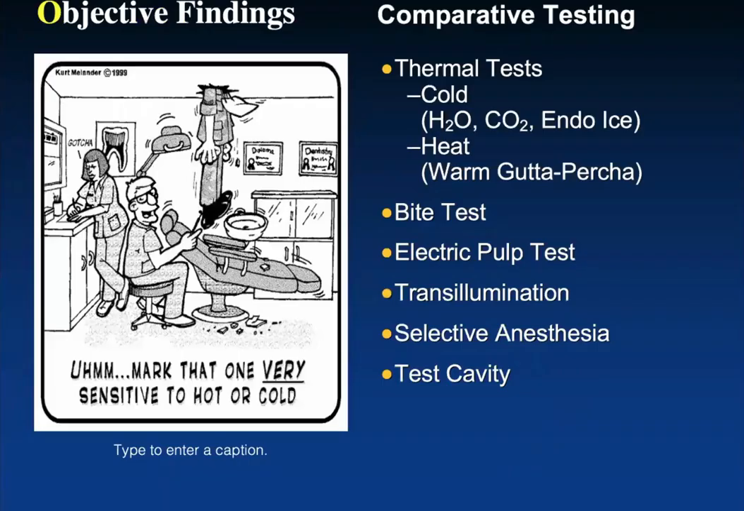Now, for comparative testing, the thermal test is supposed to be cold, and as we said before, it needs to reproduce the patient's chief complaint. My favorite method is to use the Endo Ice. Some people might like to use frozen water, like they put it in the needle caps. Some people might use CO2. I like the Endo Ice because it doesn't drip on the gum.